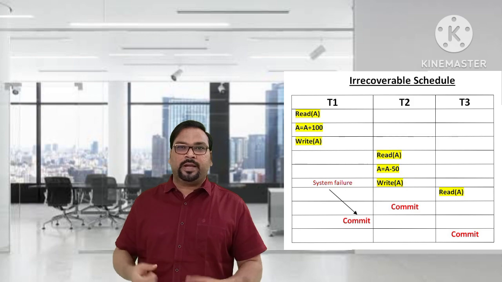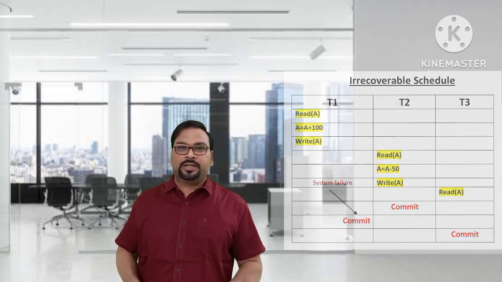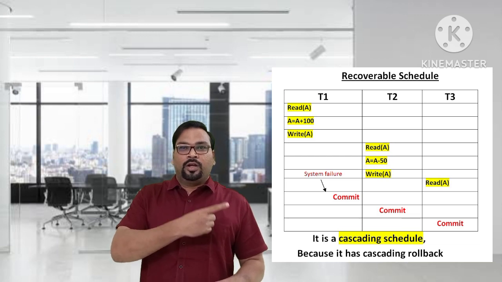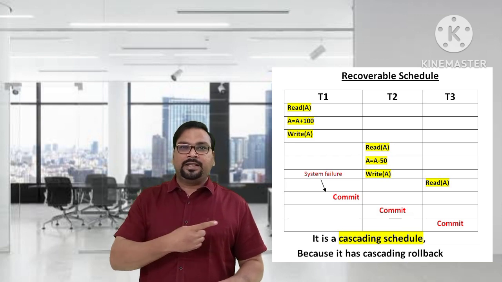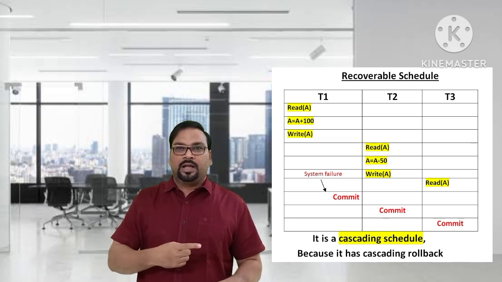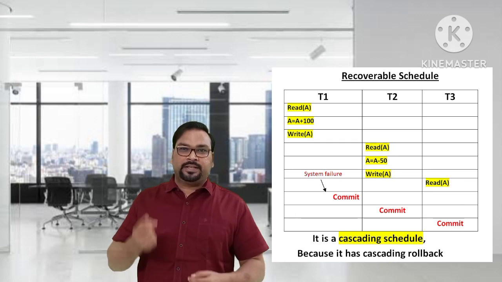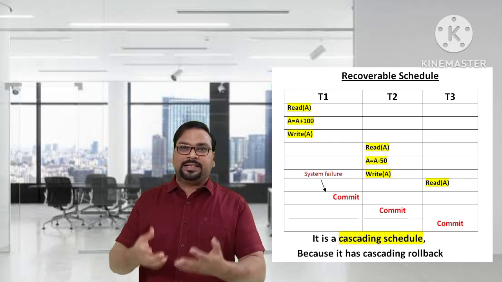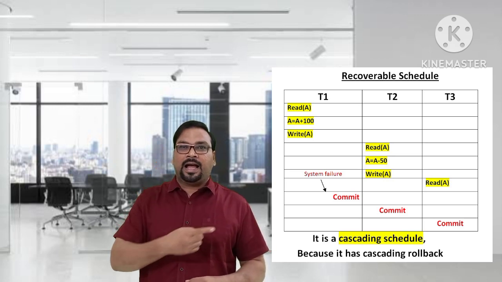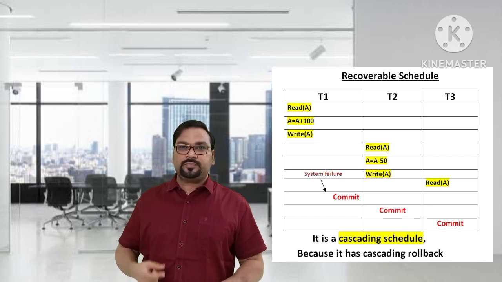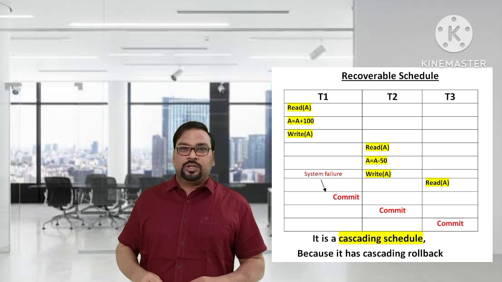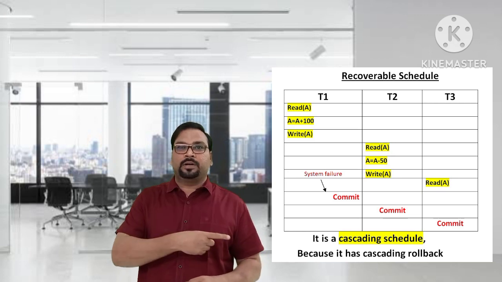So first we need to make it recoverable. So let's see the second one. In this schedule, T1 is committing first, T2 is committing second and T3 is committing last. Why? Because T2 is dependent on T1 and T3 is dependent on T2. So if the system fails at any point of time, then we will not have any kind of inconsistency. So this schedule becomes recoverable.